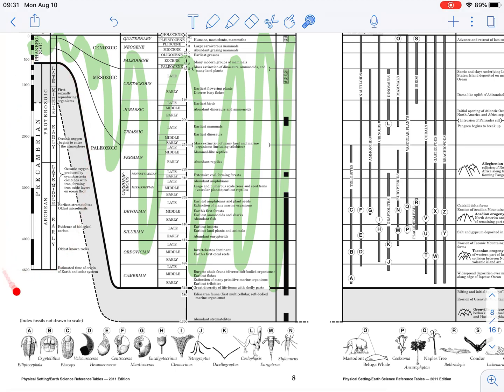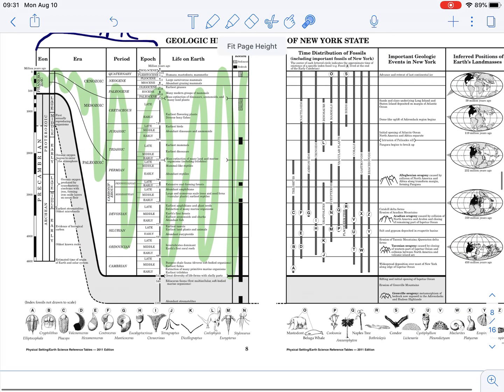Fewer things happened before 542 million years ago. So we call this the Precambrian, and it's divided into the Archean and the Proterozoic, and the Middle, Late, and Early. You can see some things happened, but not as much. So if you want to know how old the Earth is, you look at the very beginning. It says estimated time of origin of the Earth and the solar system: 4,600 million years ago. But like I said, most of the stuff happened here, so that's where we're going to focus.